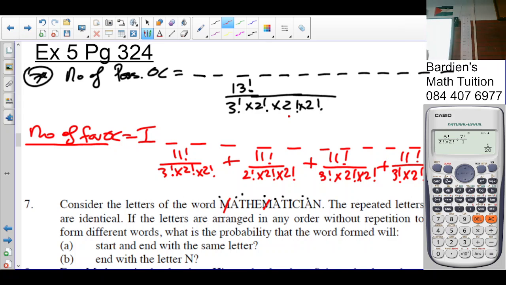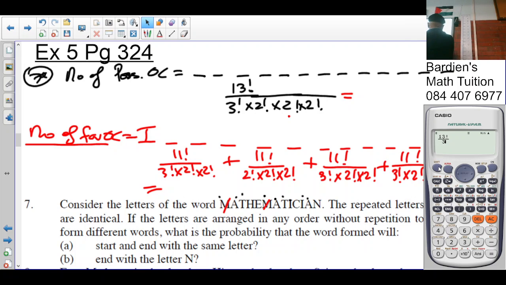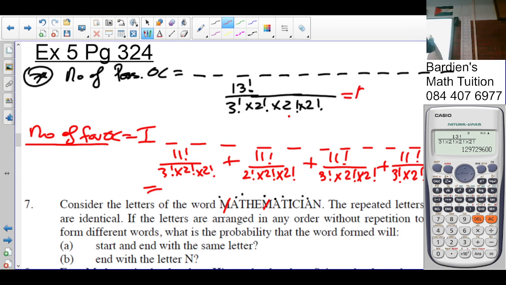Okay? So I can work it out. Otherwise the sum is going to be fairly large. So it's going to be 13 factorial over 3 factorial times 2 factorial times 2 factorial times 2 factorial. You could just multiply by 2 all the time. So 2 factorial is 2. So that answer is 129,729,600.